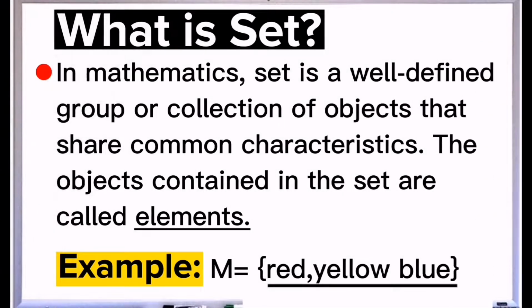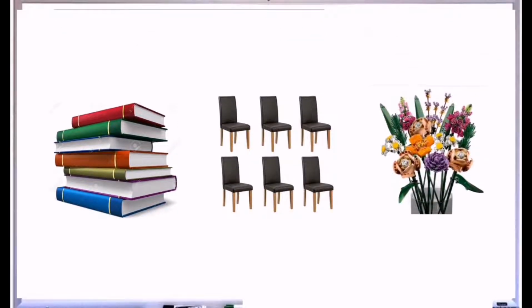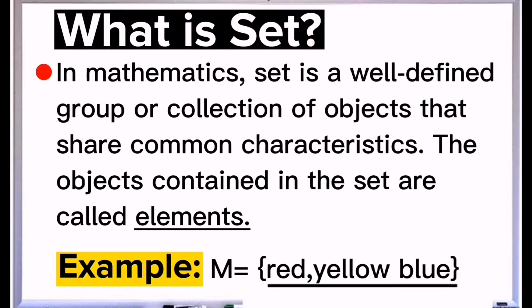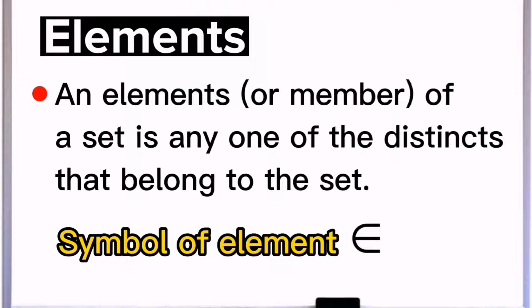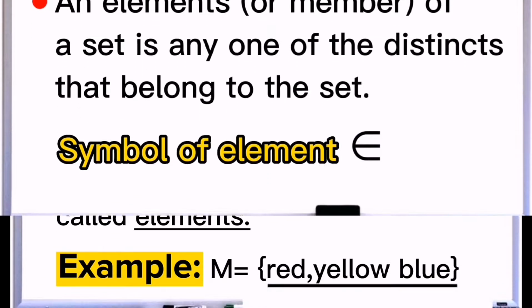What is a set? In mathematics, a set is a well-defined group or collection of objects that share common characteristics, for example, set of books, set of chairs, set of flowers, and so on. The objects contained in the set are called elements. When we say element, it is like a member of a set, any one of the distinct objects that belong to the set. This is a symbol of an element.